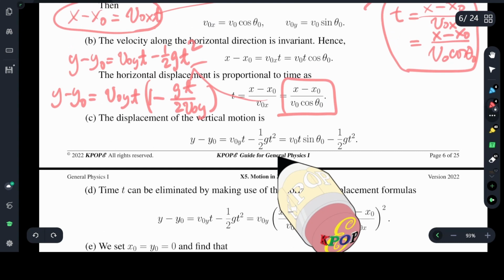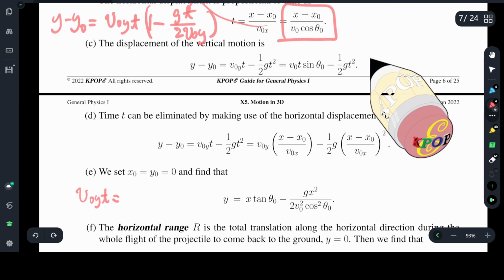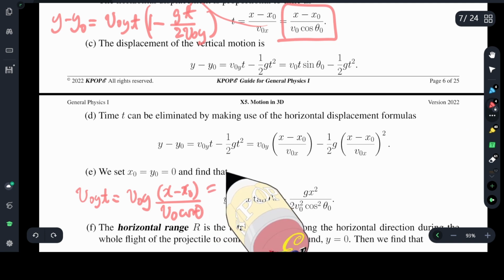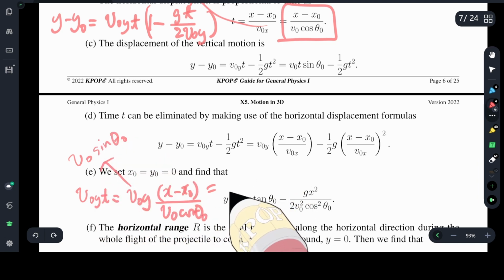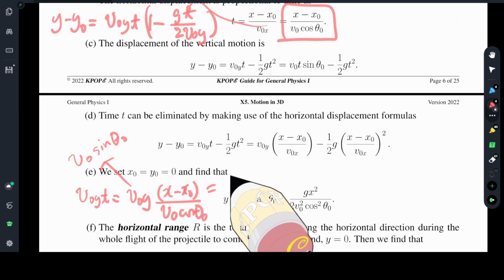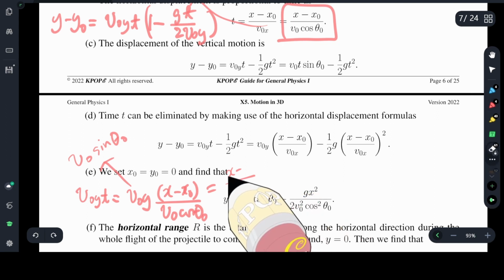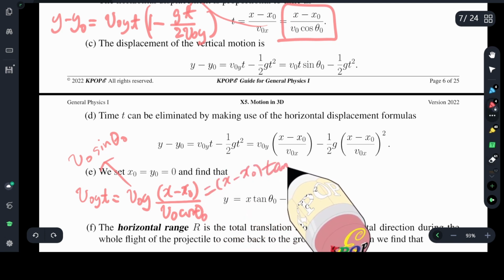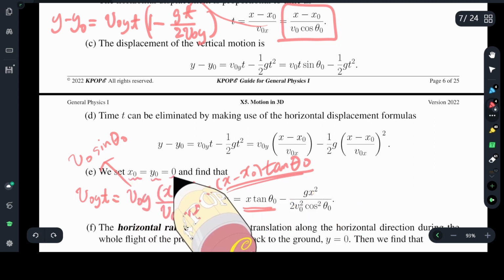So if we use this, v0 y t equals v0 y times x minus x0 over v0 cosine theta. So that is, this one is v0 sine theta 0. So v0 cancels, and we get tangent theta 0. So this one corresponds to this because x0, y0 are set to be 0.